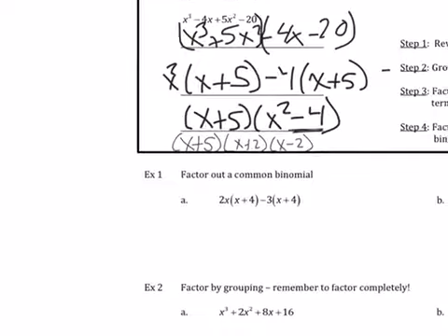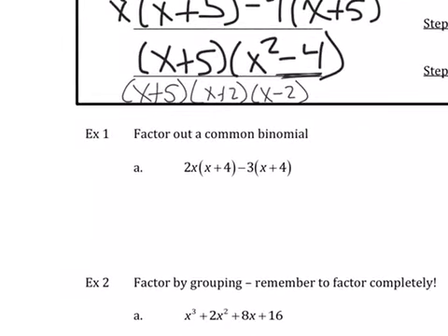So now let's go ahead and look at some of the other examples. Here I've got factor out a common binomial. So this is going to be one that's actually kind of already broken down for us. The common binomial, you may have noticed, is going to be x plus 4. So if we factor out an x plus 4, we are going to be left with these two terms that we just need to rewrite as a binomial, and that's going to be 2x minus 3.